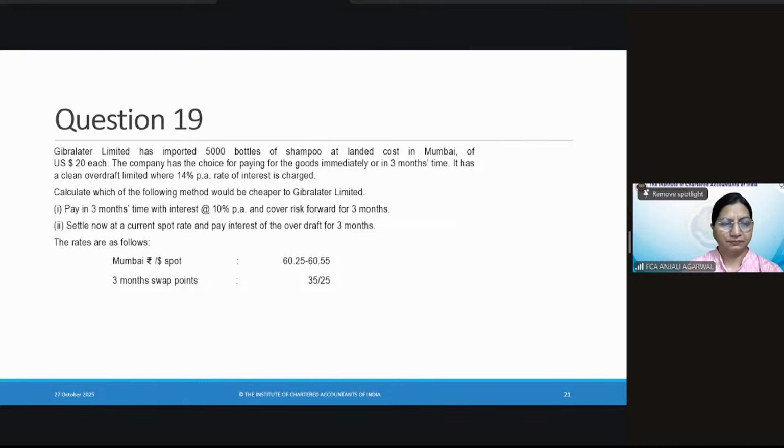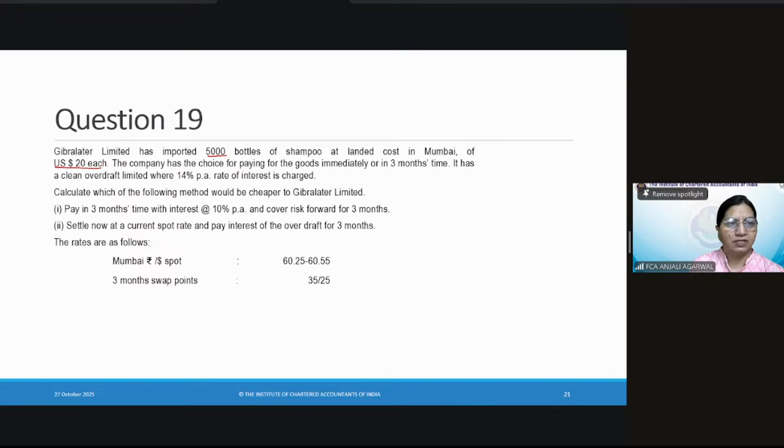All right. Next question is: Gibraltar Limited has imported 5,000 bottles of shampoo at a landed cost in Mumbai of $20 each. You have imported how much? 5,000 bottles. Landed cost in Mumbai, $20.